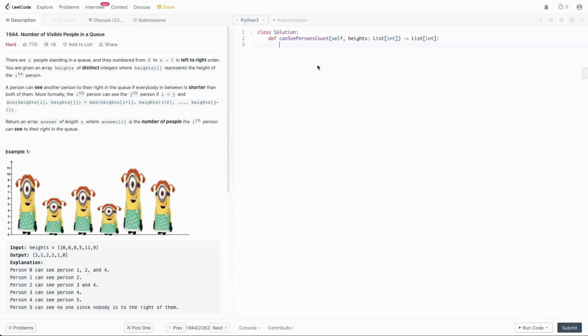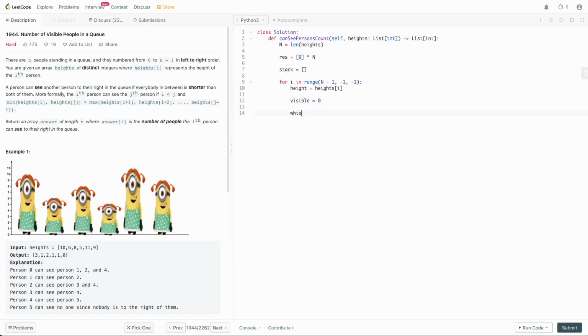So let us define some variables. We're going to say that n is going to be the length of heights. So basically this is the number of people in our queue. And we want our result to be 0 times n, so we're going to set up our result array. And we're also going to need a stack here. So what we need to do is, remember, we need to go from right to left. So we're going to say for i in range n-1 down to -1, because we want to go from right to left. We're going to say that the current height is going to be heights of i, and the number of people visible is going to be 0.